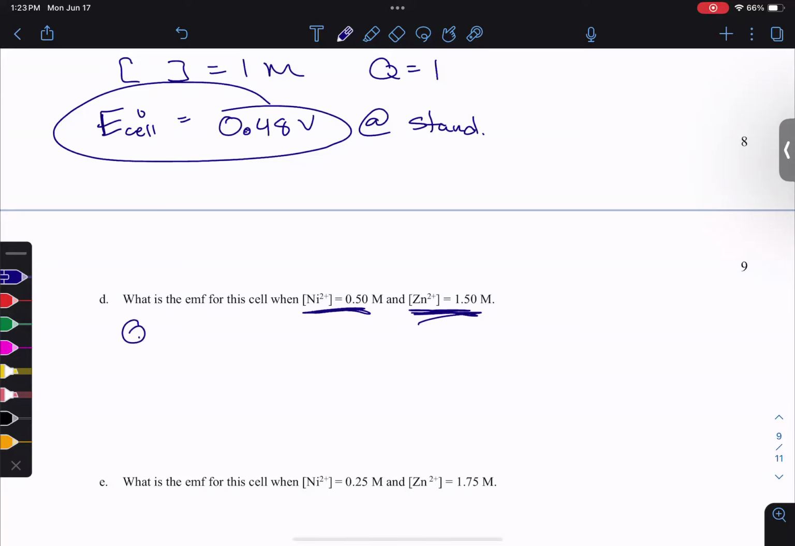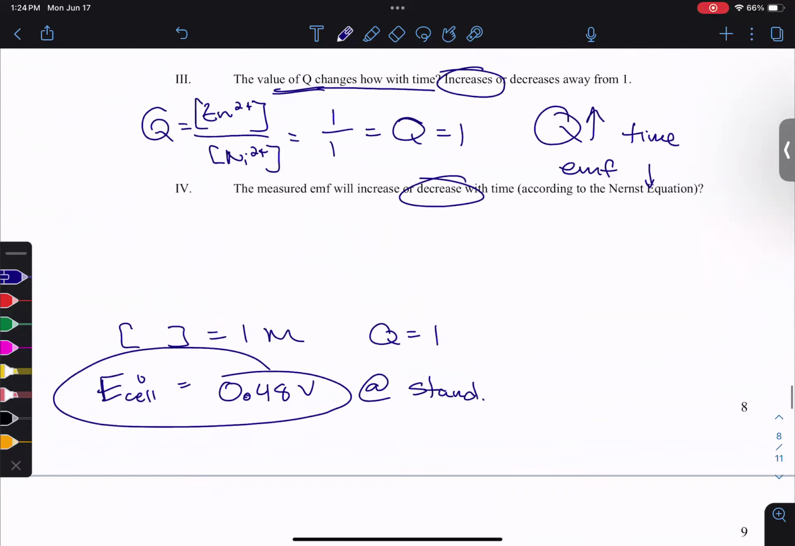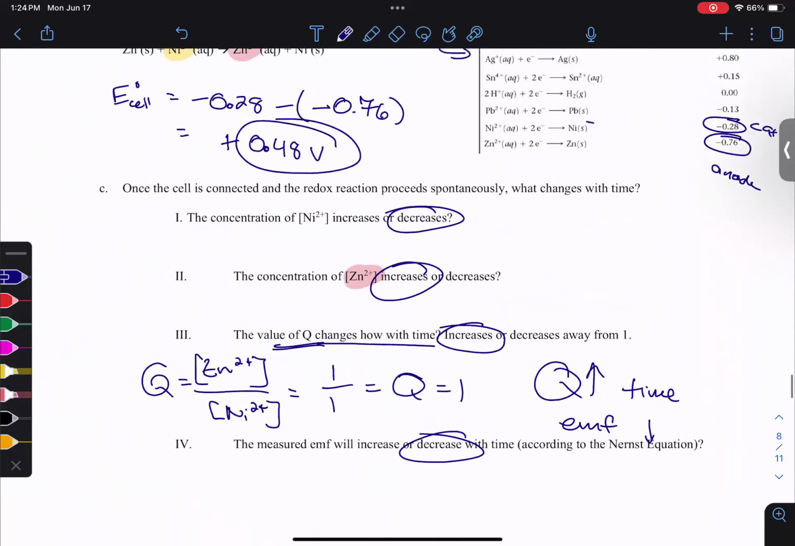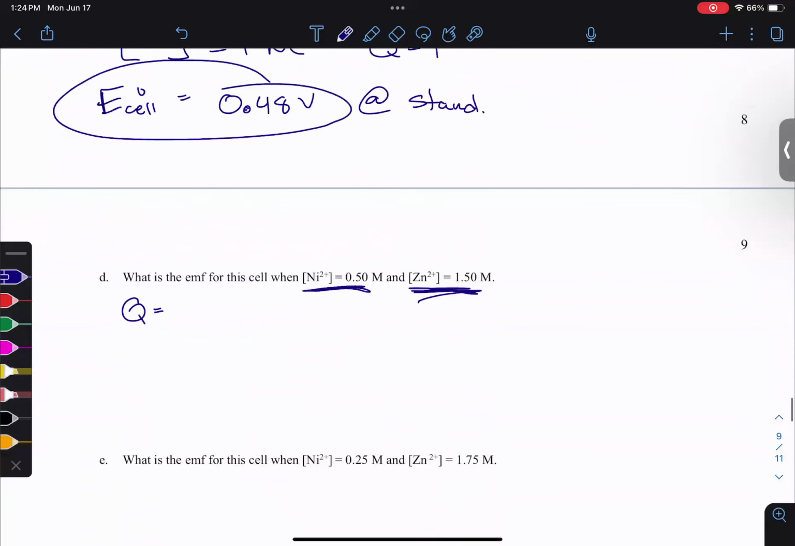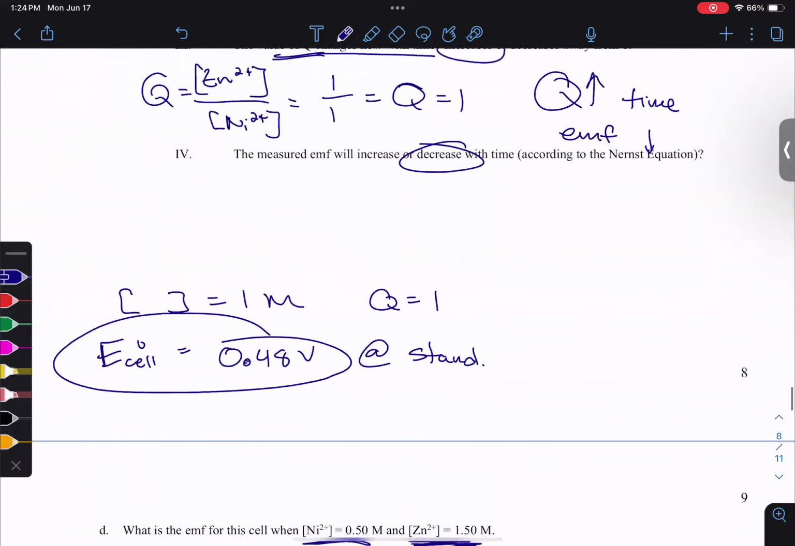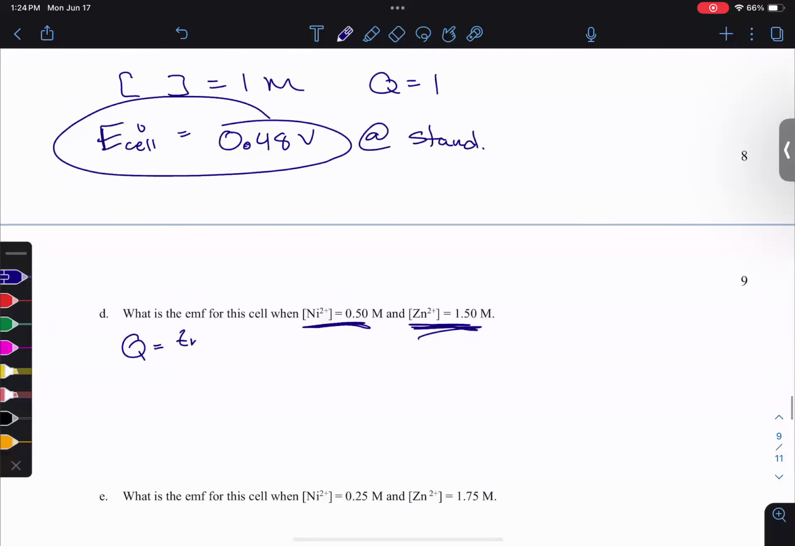So the idea here is we calculate Q. I forget, what is Q? It's zinc over nickel, because zinc is a product, nickel is a reactant. Zinc 2 plus over nickel 2 plus. So if we plug in those concentrations, 1.5 over 0.5, we see in these conditions Q equals 3.